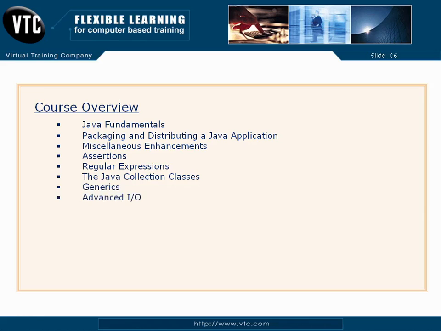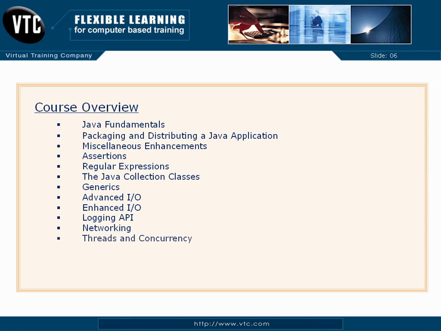Advanced I/O. We will build upon your knowledge of Java's I/O. Enhanced I/O. JDK 1.7 enhances support for file I/O via the so-called NIO.2 classes. Logging API. We're going to be learning how to use the logging API in Java programs instead of just doing debug out print line statements. Networking. How to use the Java Net package to access the internet and do some network programming, such as client to server. Threads and concurrency.